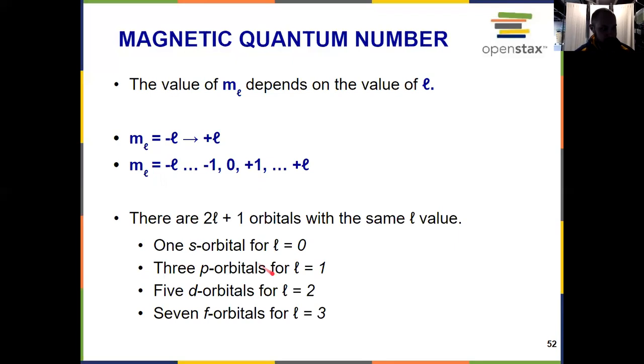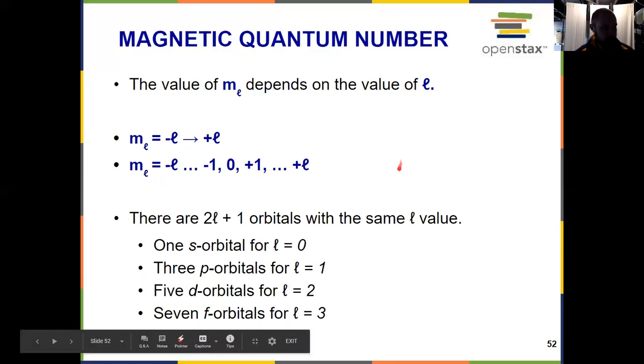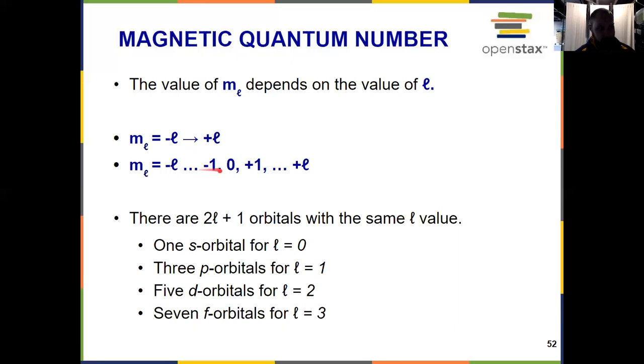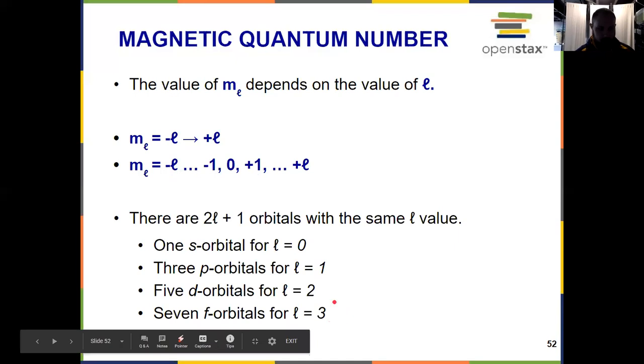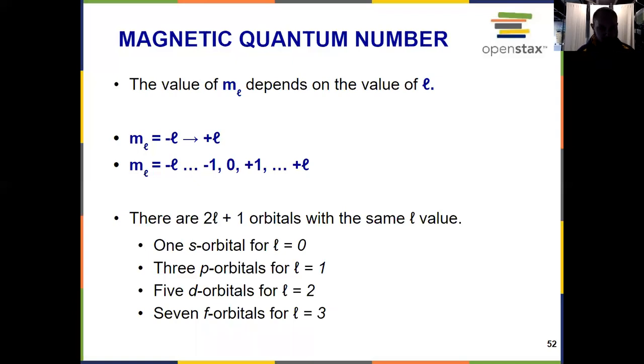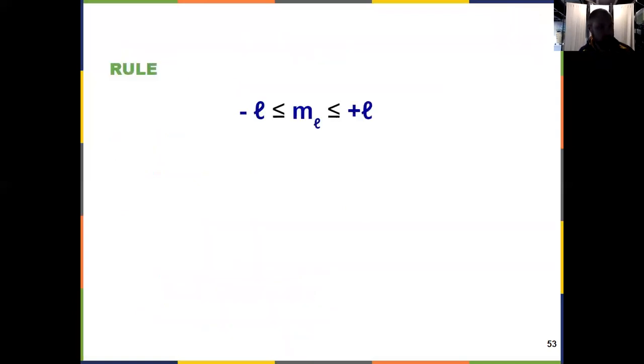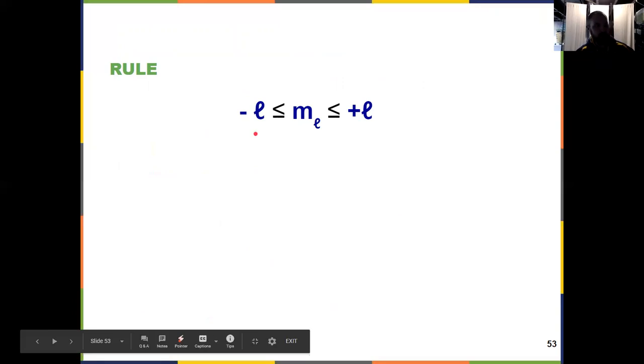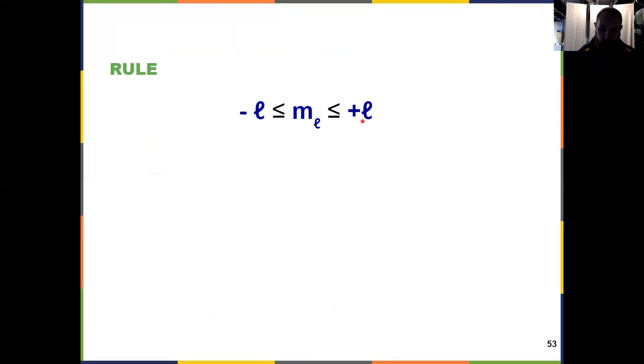If L is 2, there are 5 possibilities between negative L and positive L: -2, -1, 0, +1, +2. If L is equal to 3, there are 7 possibilities: -3, -2, -1, 0, +1, +2, +3. So that's all summarized nicely on this slide. M sub L is between negative L and positive L. Or said a different way, negative L is less than or equal to M sub L, which is less than or equal to positive L.